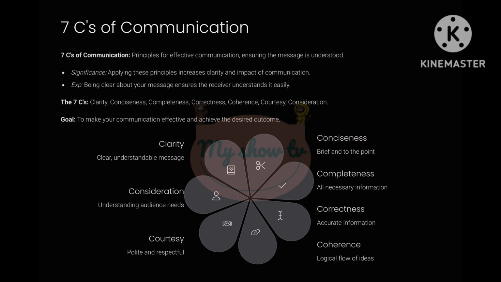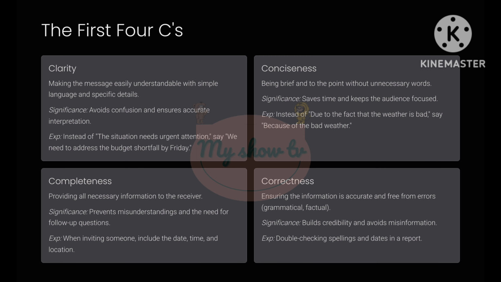The 7 C's we will be discussing are clarity, conciseness, completeness, correctness, coherence, courtesy, and consideration. Each of these plays a vital role in ensuring that your message is not just heard, but truly understood and well received. Our main goal in understanding these principles is to equip you with the tools to make all your communication, whether spoken or written, as effective as possible. Slide 2. The first 4 C's. Let's start by examining the first 4 of the 7 C's: clarity, conciseness, completeness, and correctness.